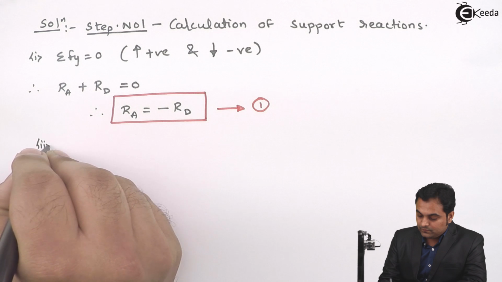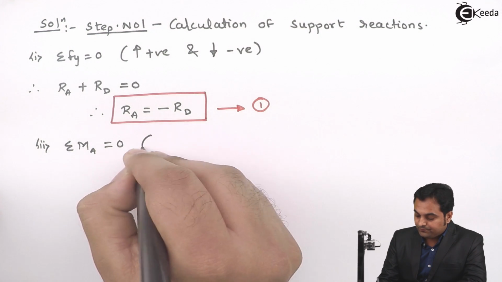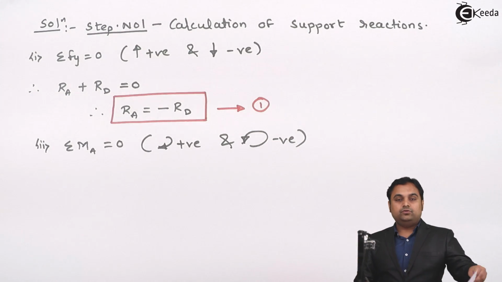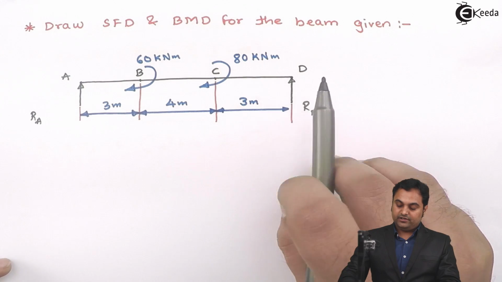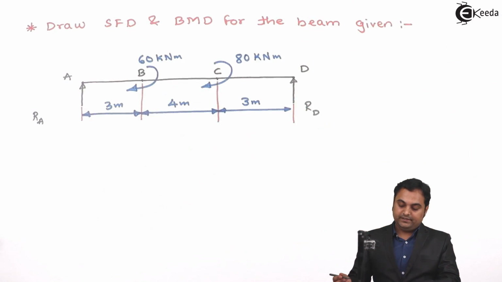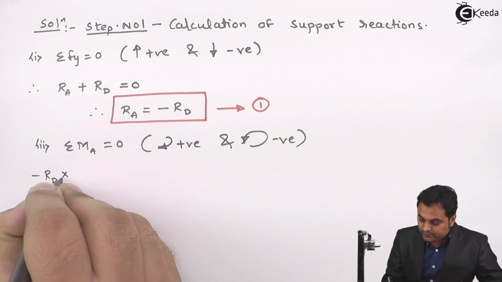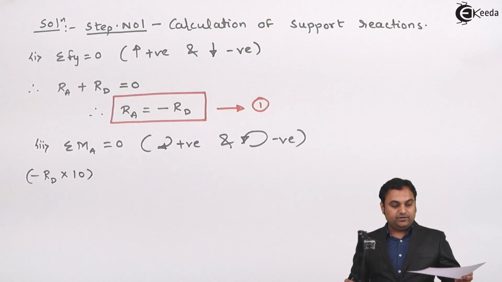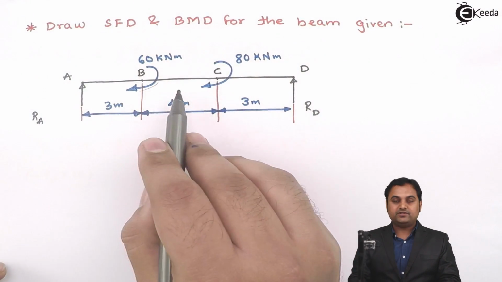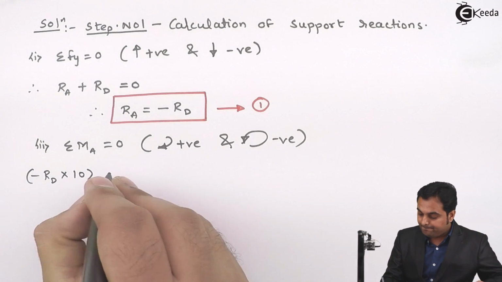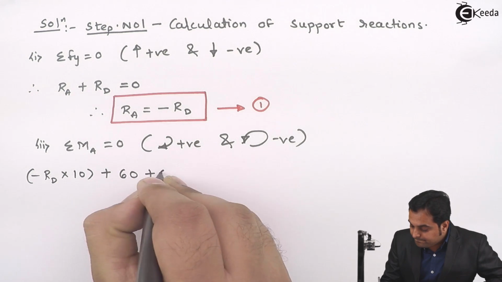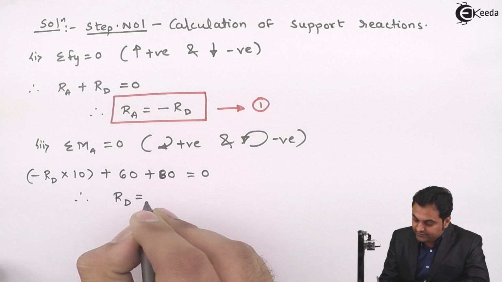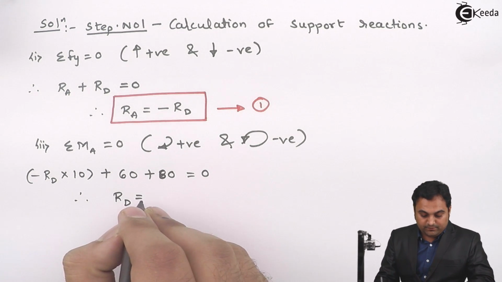Then summation of moment about A is equal to 0, where clockwise moments are positive and anti-clockwise moments are negative. So if I take the moment at A, Rd is acting upward, it will produce anti-clockwise moment at A, so minus Rd into the distance, 10 meter, total distance from D to A. At the same time, in this problem we have two couples, both acting clockwise, so they will be treated positive. So plus 60 plus 80 is equal to 0. So on calculating, I'll get the value of reaction at D as 14 kilonewton.